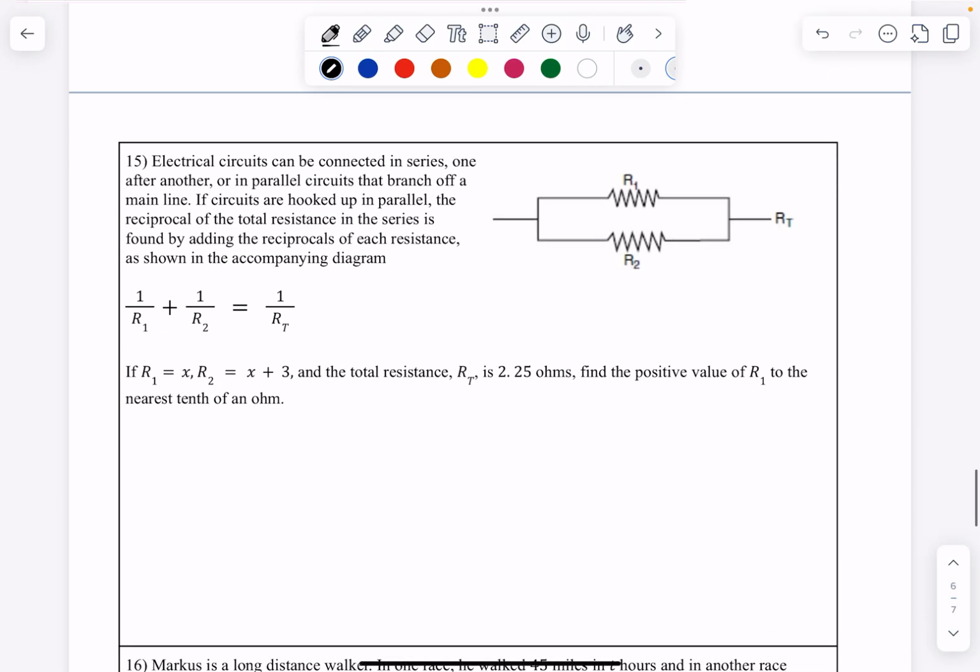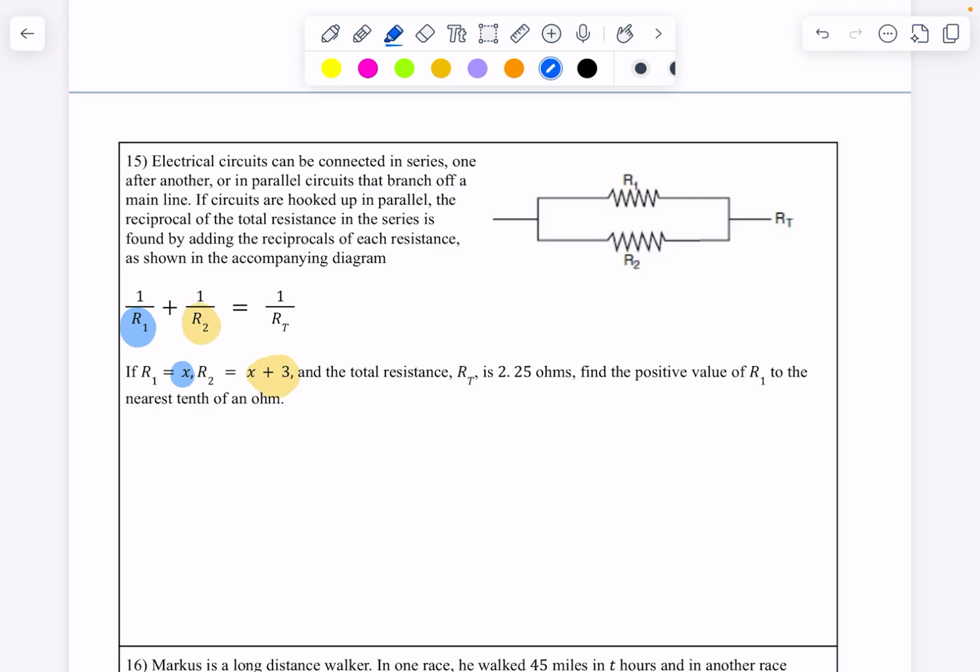So number 15, we have to think a little bit. Actually, no, we don't really need physics for it, but if you are looking at it, it may remind you a little bit of physics because of the circuit board. Electrical circuits can be connected in series, one after another, or in parallel circuits that branch off a main line. If circuits are hooked up in parallel, the reciprocal of the total resistance is found by adding the reciprocal of the resistances, as shown in the accompanying diagram. So you don't even need to know the formula. This one is mostly about substitution. They just gave you the formula and you just need to know where to substitute what.